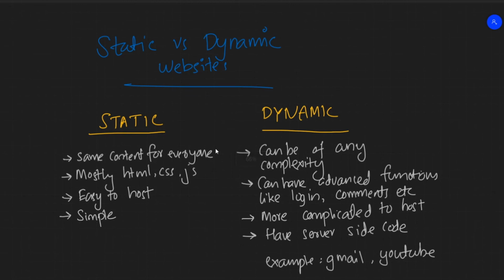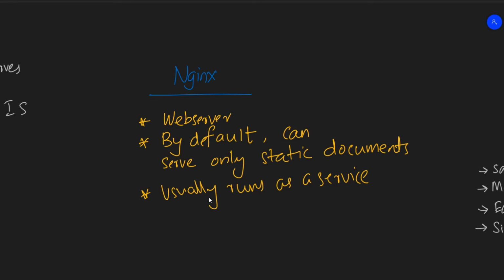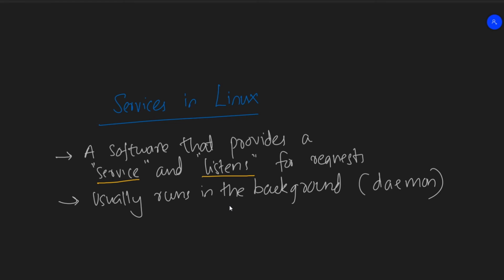So for our video series, we're going to start with a static website, which will have a simple HTML document or simple HTML file, and then we're going to move on to dynamic websites. So Nginx usually runs as a service, which begs the question, what is a service? A service is a software that provides a service and it listens for requests from the clients. If the service runs in the background, it's usually called a daemon. Now remember, not all services are daemons and not all daemons are services.